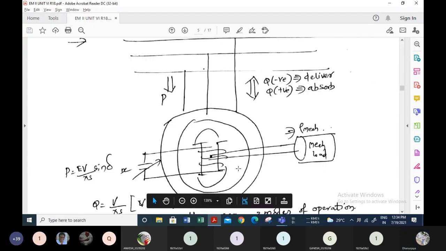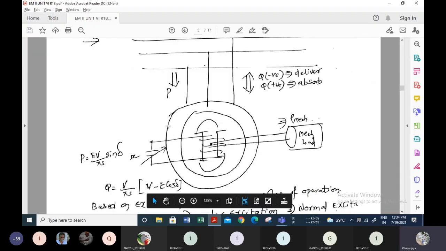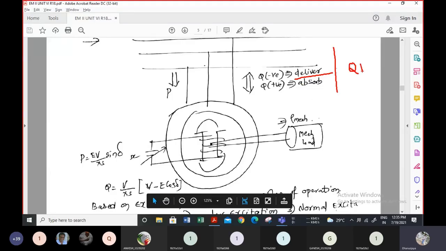Okay, and one more point, one more topic here. You may remember that in the synchronous generator, when we were discussing delivery, I represented Q as positive, and for absorption, I represented Q as negative. Now you can see this for the synchronous motor. It is just interchanged, just reversed here.